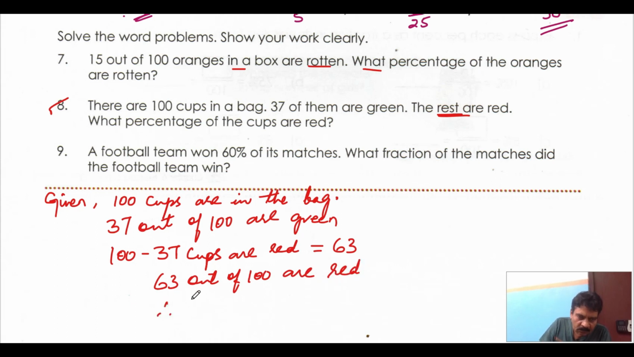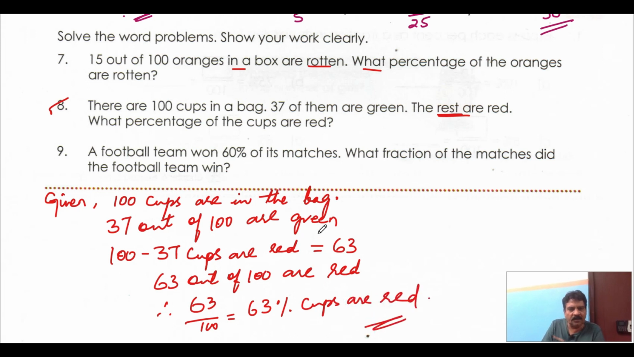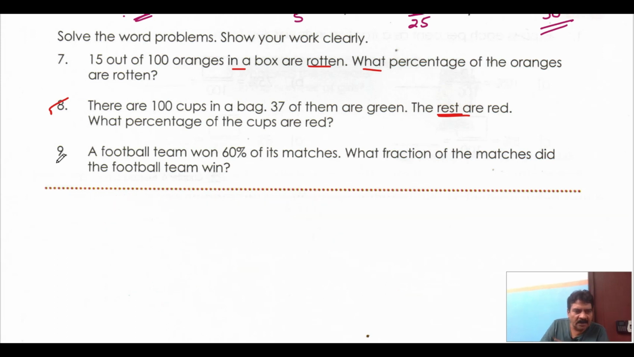Therefore, percent means 63 out of 100 is equal to 63% cups are red. This is your answer. Now let's go to the last one, that is the ninth one.